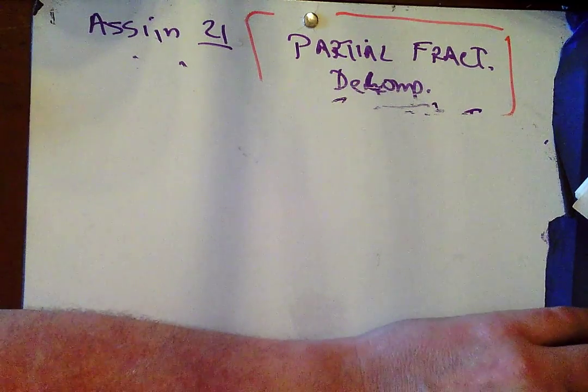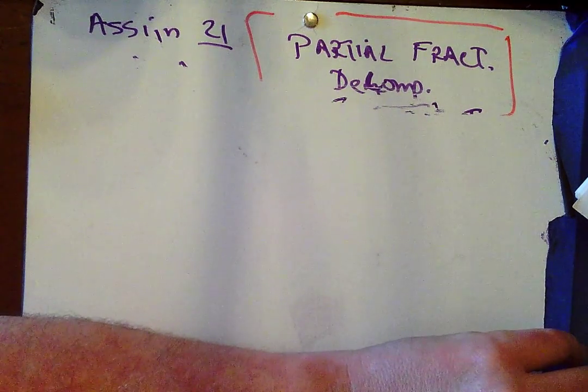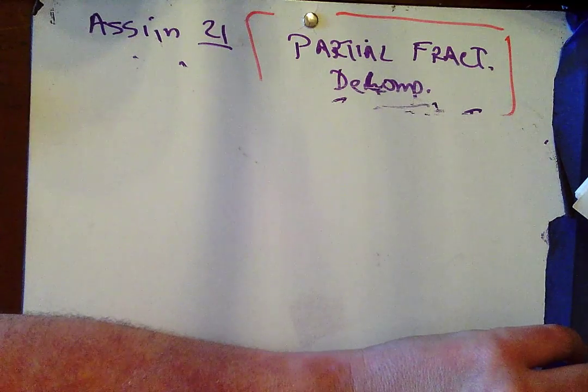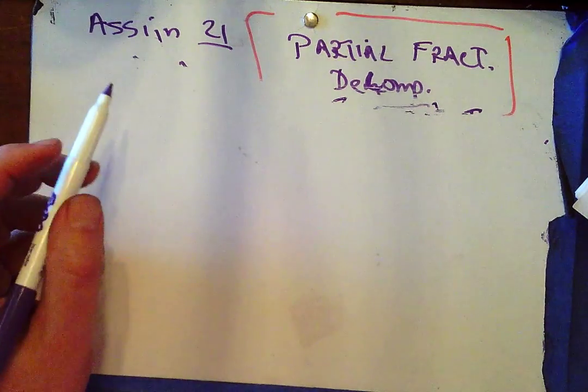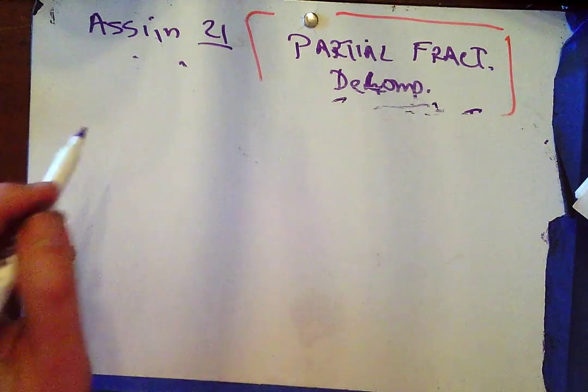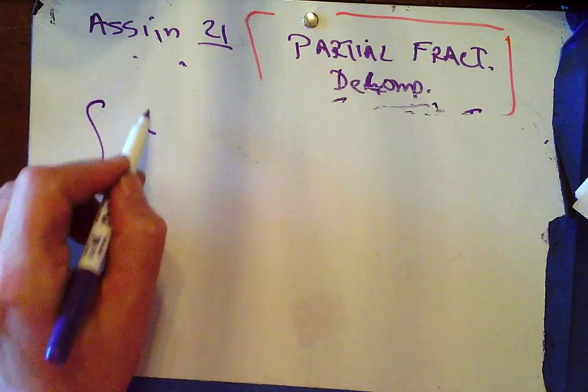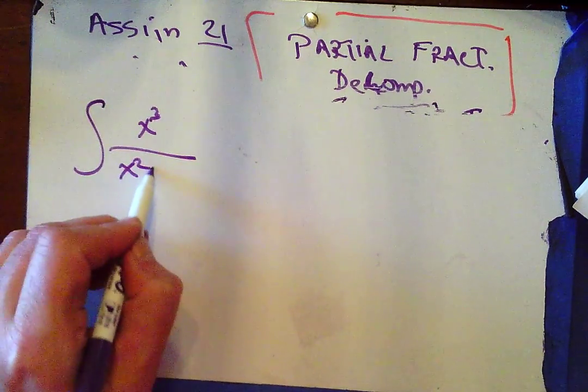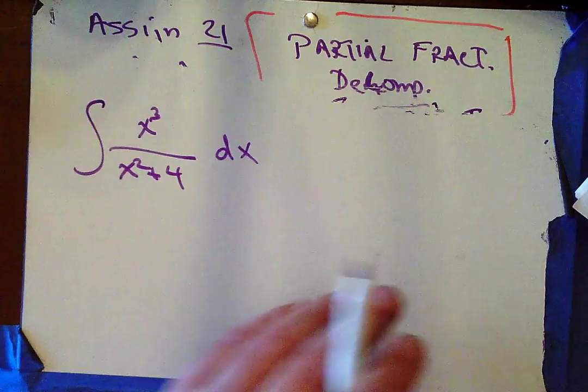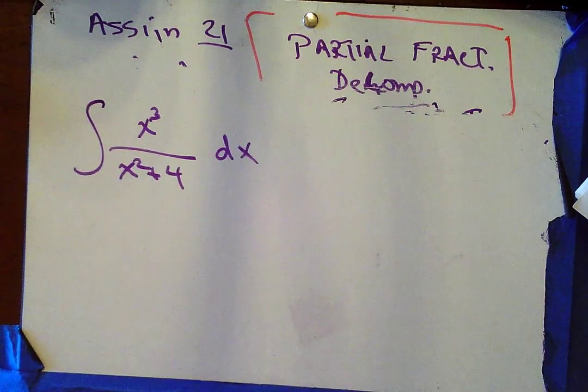All right, why don't you try doing one of these improper ones? How about the integral of x to the third over x squared plus 4 dx? This should be pretty straightforward. Let's see how it goes.